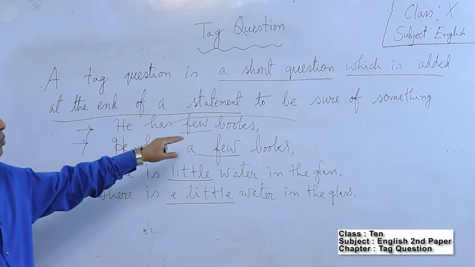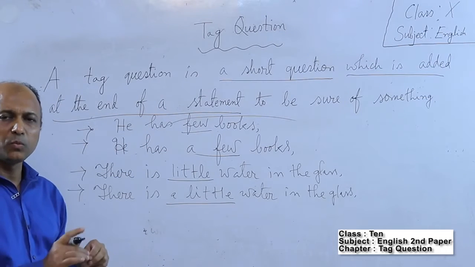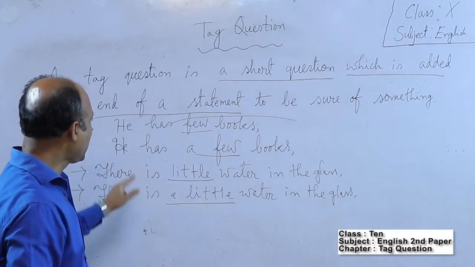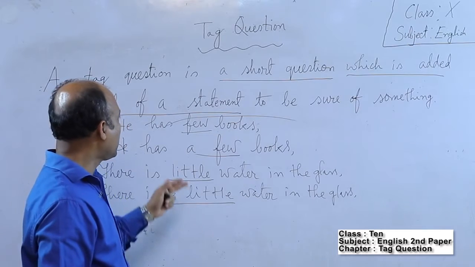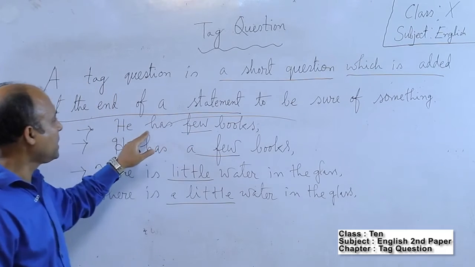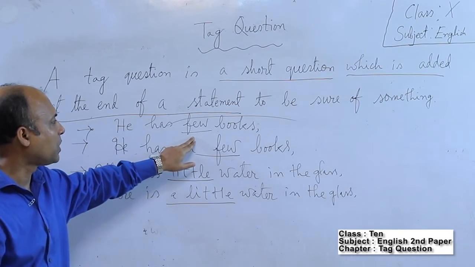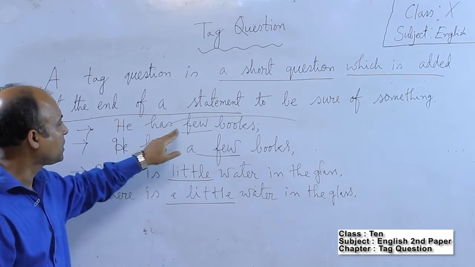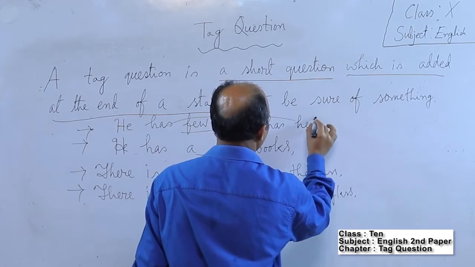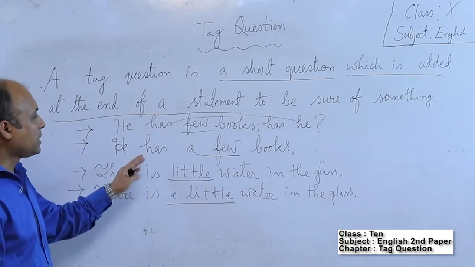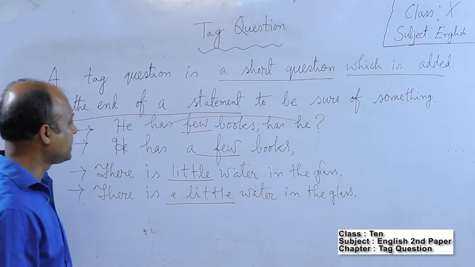What does he has few books mean? He has few books means he doesn't have any book. তার কোনো বই নাই বললেই চলে. He has few books. He has a few books. এটির অর্থ হচ্ছে তার কয়েকটি বই আছে. Then what will be the tag question of this? So he has few books. This is negative. তার বই নেই বললেই চলে. Then what will be the tag question here? He has few books. Has he? Then he has a few books. This is positive. So the tag will be negative. Hasn't he?